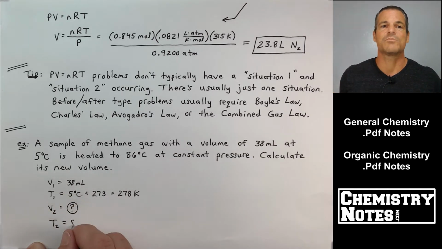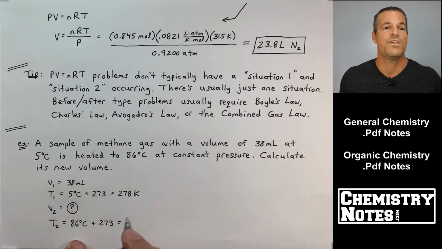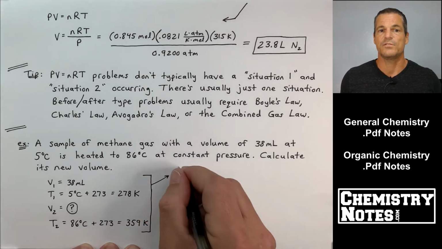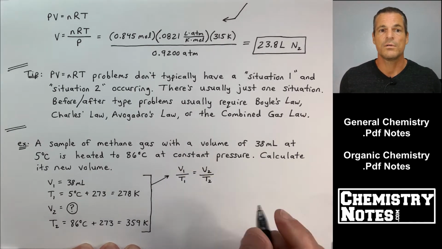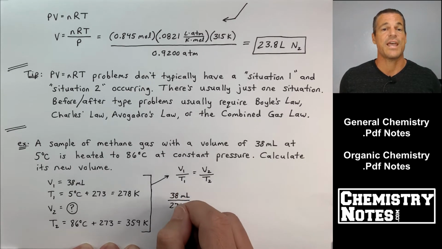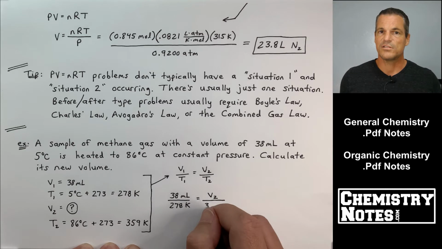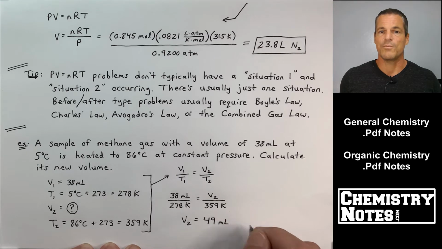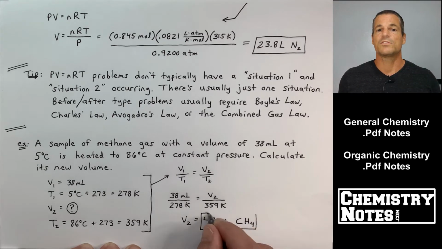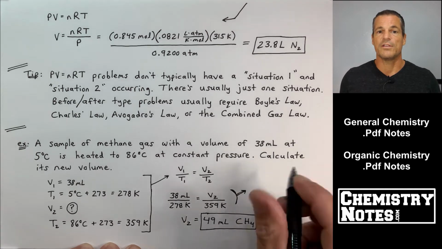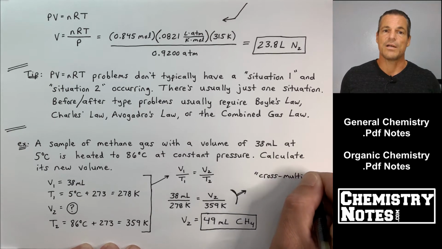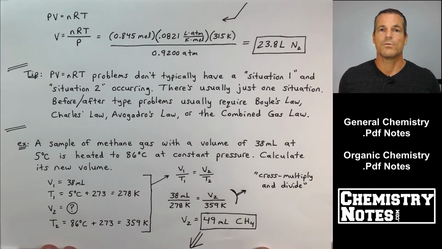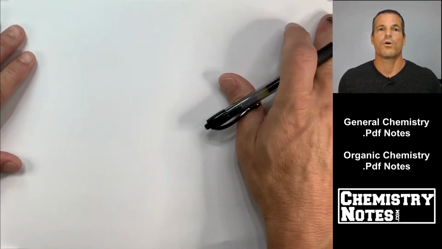So let's just make a list of everything that the problem gives us. V1, 38 milliliters. T1, I convert Celsius into Kelvin, 278 Kelvin. V2, I don't know. T2, 86 degrees Celsius, I add 273, I get 359. This is Charles' law. V1 over T1 equals V2 over T2. I plug everybody in except for V2. And the way you solve for V2 is you cross multiply 38 and 359, and then you divide by 278. Cross multiply and divide, you get a V2 equal to that volume right there of CH4.